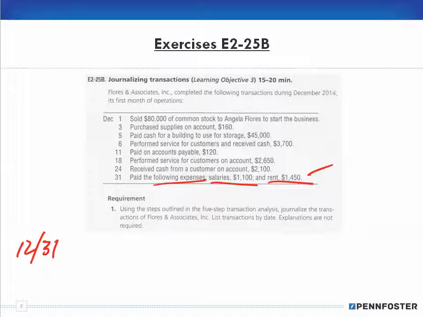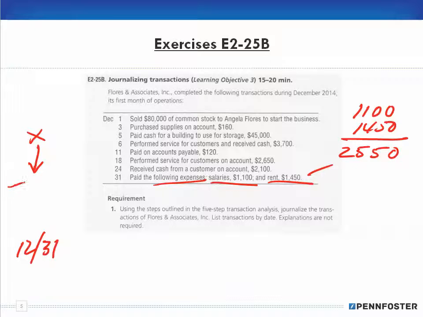Why? Because we're paying cash, we're paying the following expenses. So, am I affecting cash? The answer is yes. Is my cash increasing or decreasing? Well, it's decreasing because I'm paying it. But how much is the amount? Well, I'm paying $1,100 for salaries, and I'm paying $1,450 for rent. So the total of those two means I'm paying out $2,550. So I'm decreasing my cash, so I credit cash by $2,550.